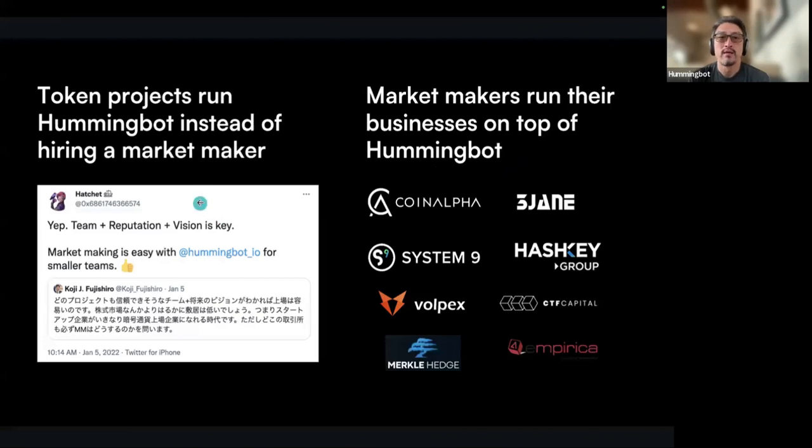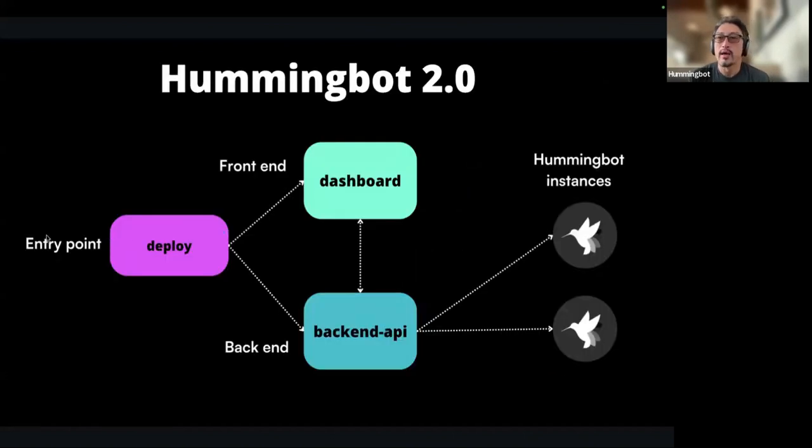But the main reason people have used Hummingbot from day one has always been as an alternative to hiring a market maker for tokens, and for market makers who are just trying to set up a business. A lot of them started with Hummingbot before they built custom technology themselves or hired engineers. One reason why we started Botcamp is because Hummingbot now, from a technical standpoint, is much more powerful, but also more complex.